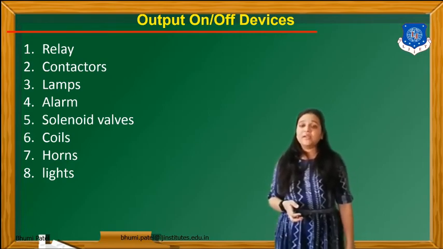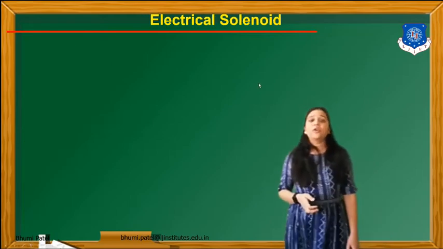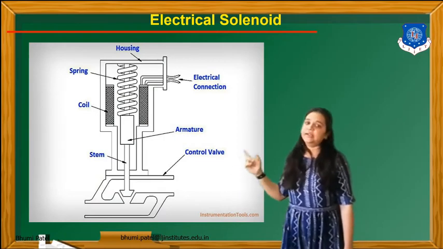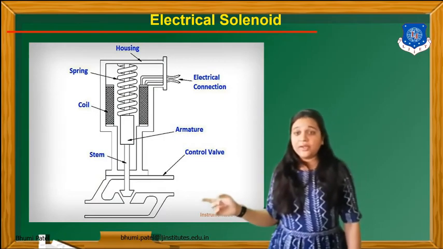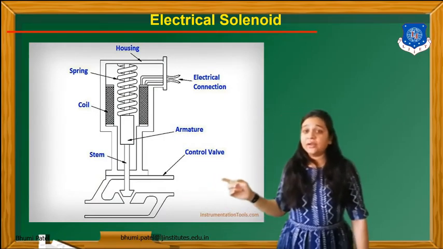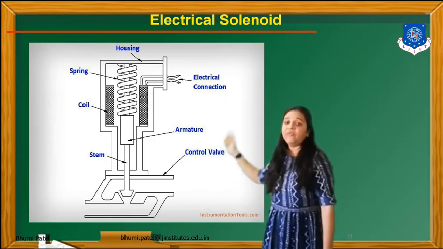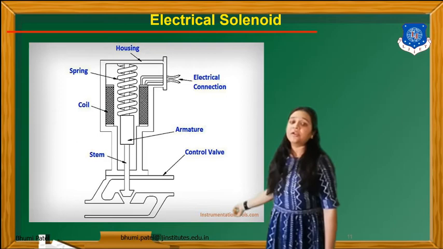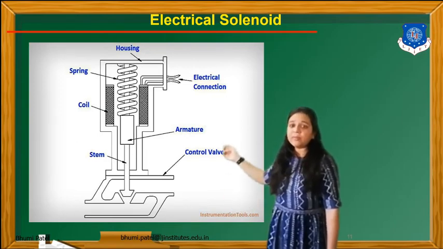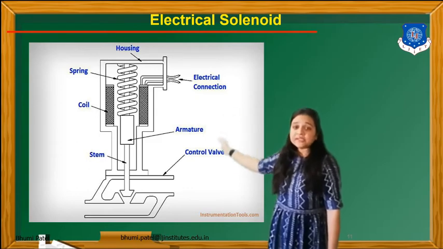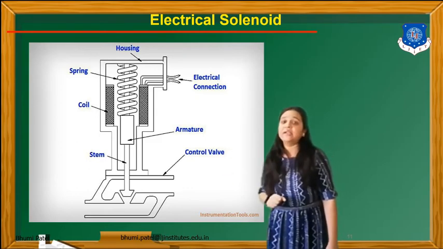The next one is the electrical solenoid. So this is the actual diagram of the electrical solenoid. As you see here, we can connect the coil. Inside the coil, we can connect the spring with the stem and with the control valve, and the armature will be connected between the stem and spring, and then this will be connected with the electrical connection.